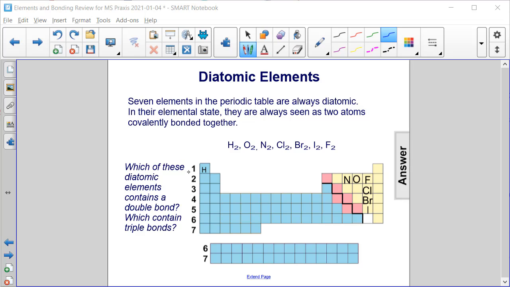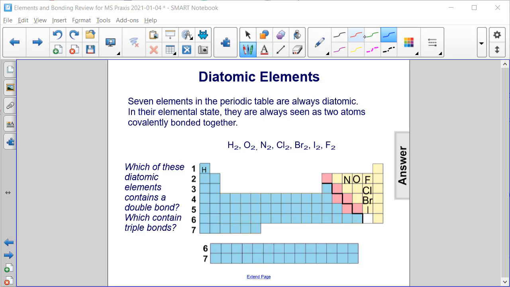Another way I've seen that taught for students to remember, there's this mnemonic device here where we just sound out these letters, and it sounds like this. Honkelbriff. Honkelbriff gives us hydrogen, oxygen, nitrogen, chlorine, bromine, iodine, and fluorine. That's how we remember the 7. Again, they never exist as one single atom. It's always 2 atoms covalently bonded together.